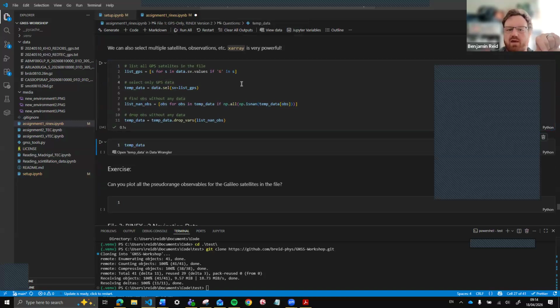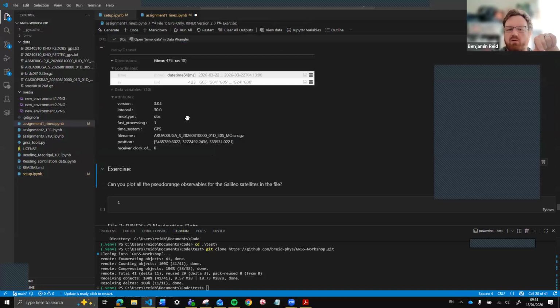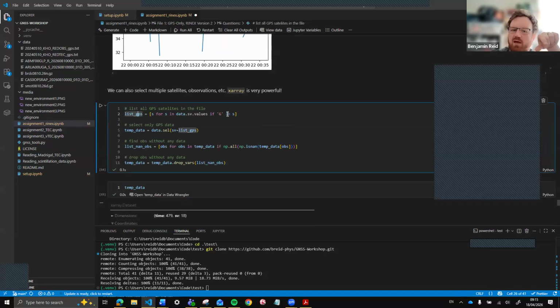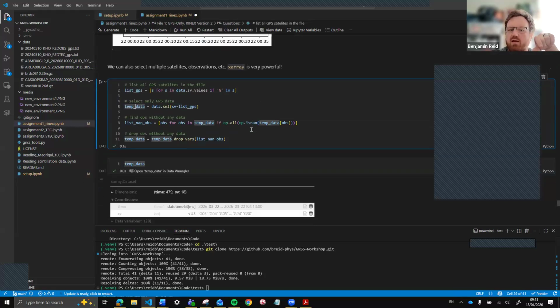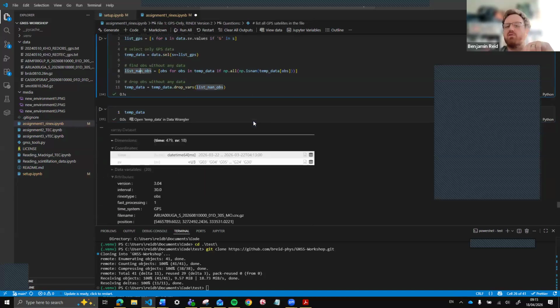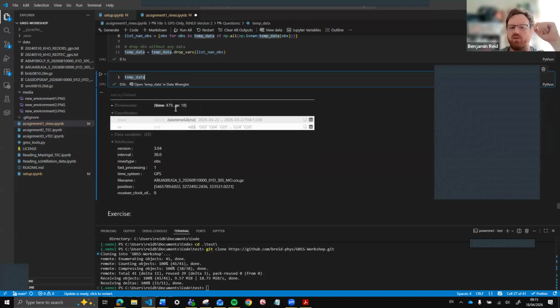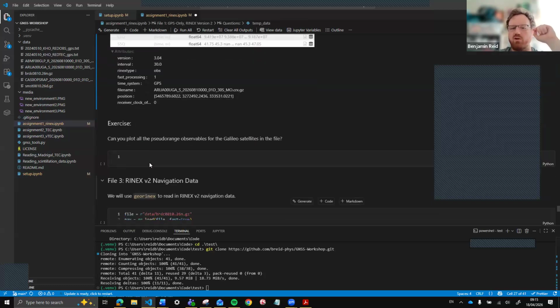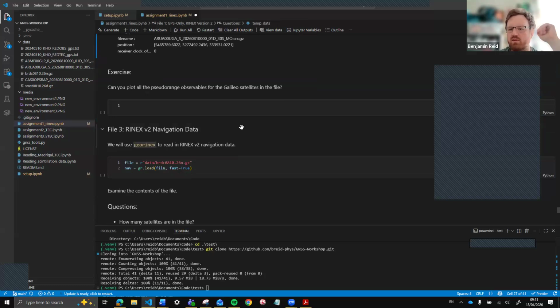You can say select only those ones that have GPS data. So here I said, give me a list of all the GPSs. Give me the subset of the data for GPSs. Find all of the observations that actually have data and get rid of everything else. And so then we are left with something smaller. This file is only for a partial bit of a day. Something went wrong with the receiver. So we end up with just a smaller, more manageable subset that only corresponds to GPS. So nice, easy.